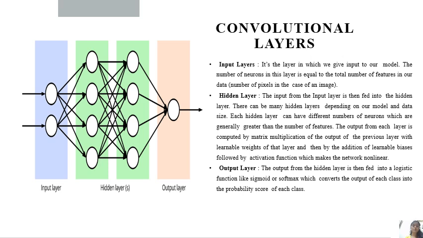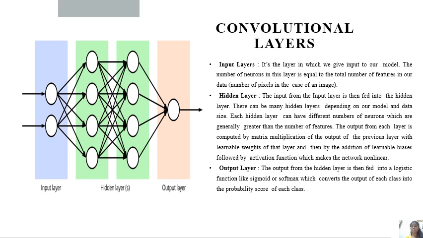You're going to have input layers, hidden layers, and output layers. The input layer is the layer in which we give input to our model. The number of neurons in this layer is equal to the total number of features in our data. Hidden layer: the input from the input layer is then fed into the hidden layer. There can be many hidden layers depending on our model and data size. Each hidden layer can have a different number of neurons, which are generally greater than the number of features.